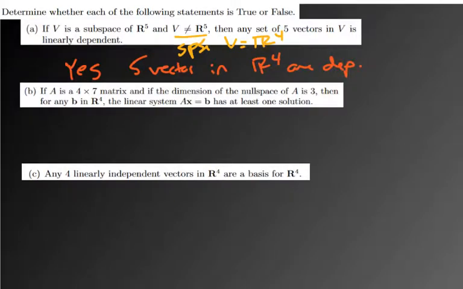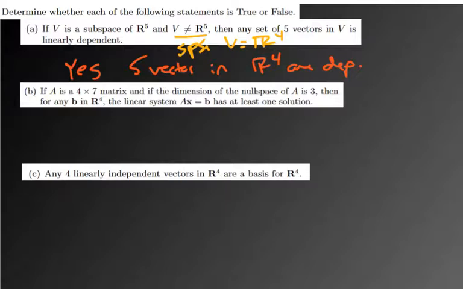So yes, 5 vectors in R4 are dependent somewhere, right? You might have 4 of them being linearly independent. You could have i hat, j hat, k hat, and then we'll call it w hat for the 4th one. But as soon as you introduce a 5th vector, it's going to be dependent. All right. So that one is true.